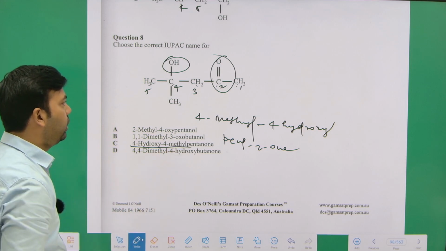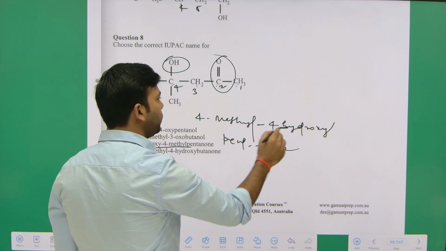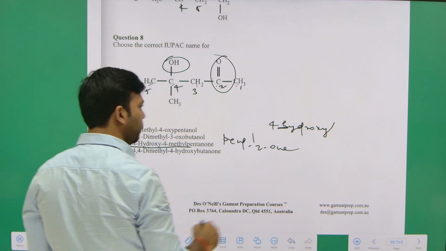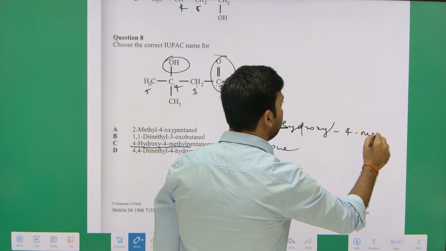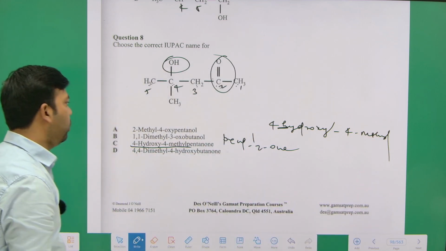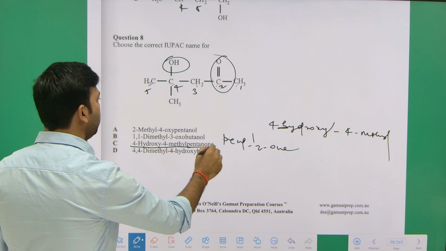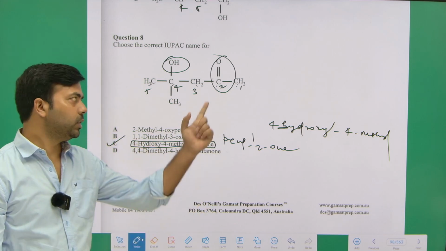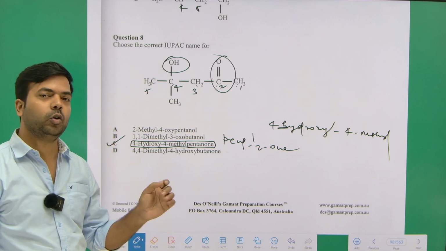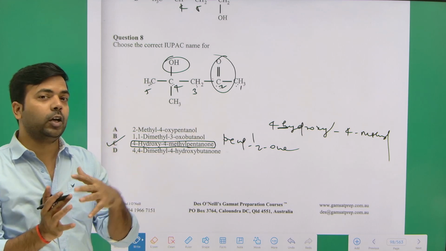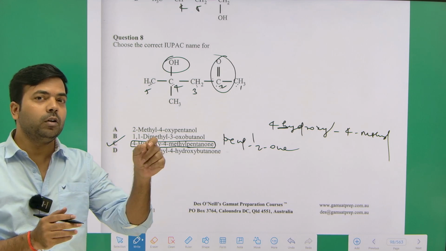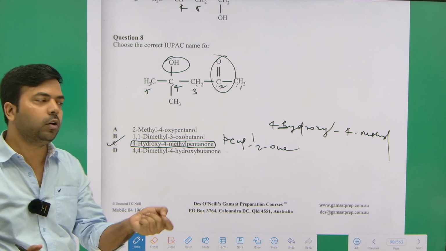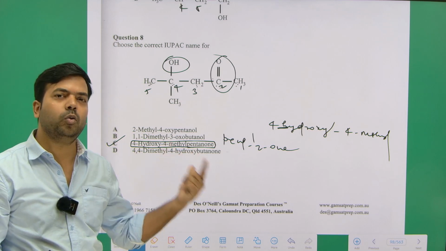4-hydroxy, 4-methyl. Oh, I made a mistake here because H comes first. So you should write like this: 4-hydroxy, then 4-methyl. 4-hydroxy, 4-methyl, pentan-2-one, and this is pentanone. It should be pentan-2-one, not pentanone, because the ketone is at number 2. This is well understood as well because a ketone is always in the middle of the chain. It cannot be terminal. If it is terminal, then it would be 1-one, but a ketone is never terminal. That's why after that carbon means 2-one. So you can say 2-one or one, that is fine.